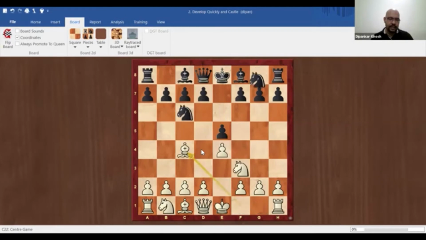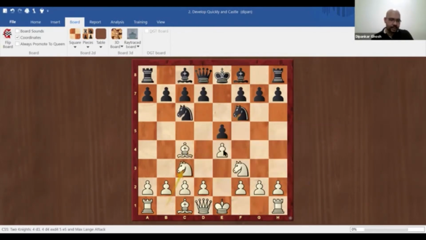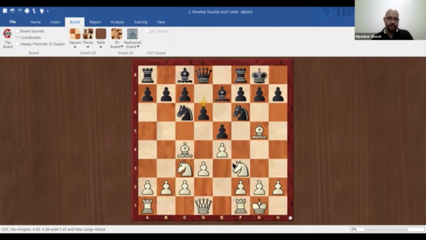Okay, so knight f3, let's go back. Knight c3, developing another piece, protecting the pawn. Black is also developing. Now we push the d pawn to get the other bishop out, and we get the other bishop out. Now white has developed the knights and the bishops, both the knights and the bishops. We know the next step, we castle.